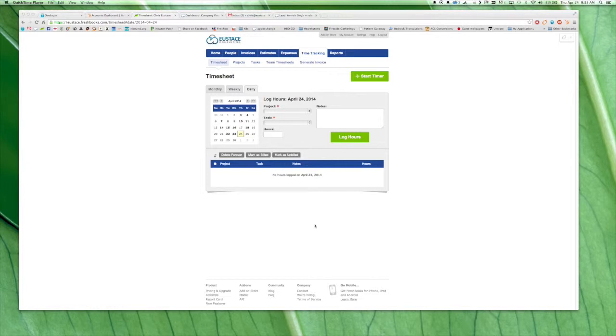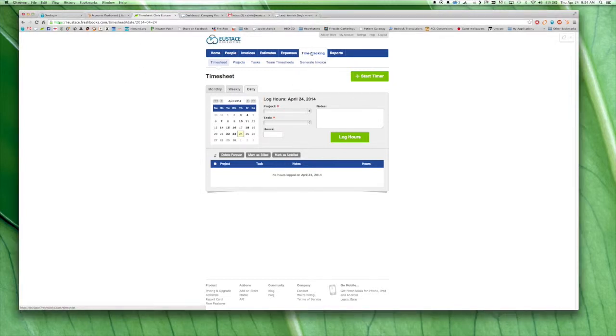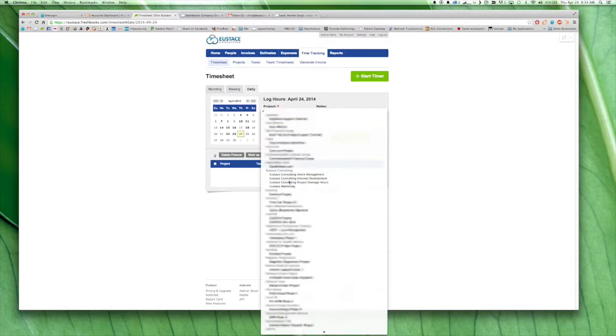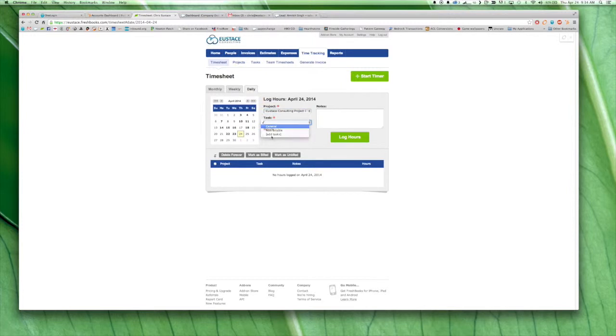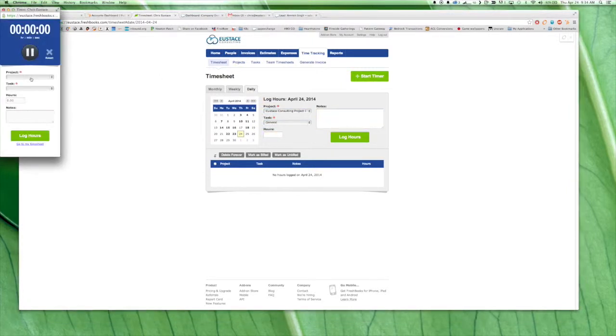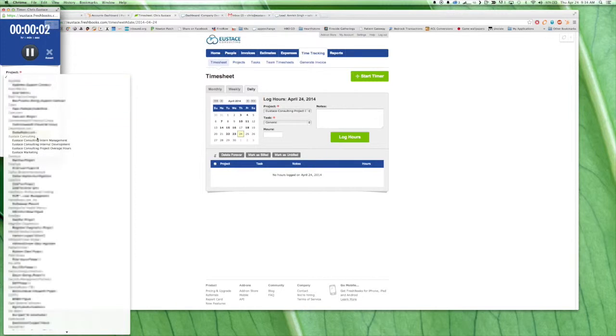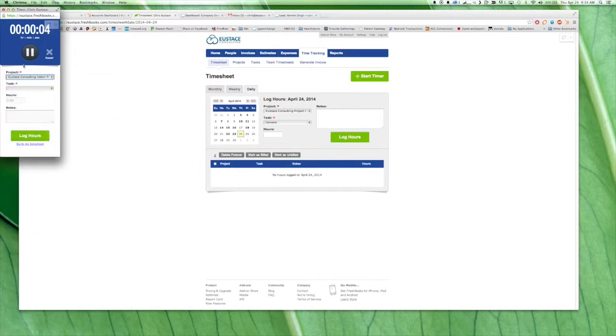So FreshBooks is pretty simple to use. All my team members are part of FreshBooks, and whenever a time entry has to happen, what we would do is go in and select a project and log the hours, or you can even run a timer, in which case you would run it for the time that you're working, log your notes, and log the hours.